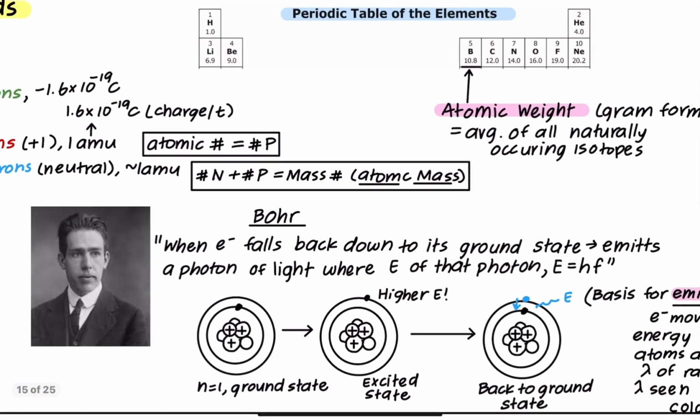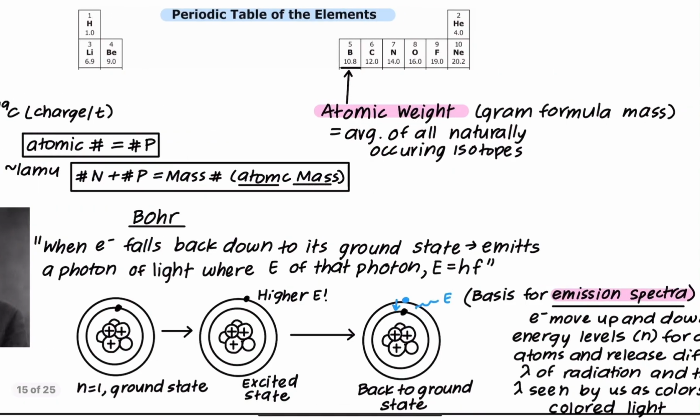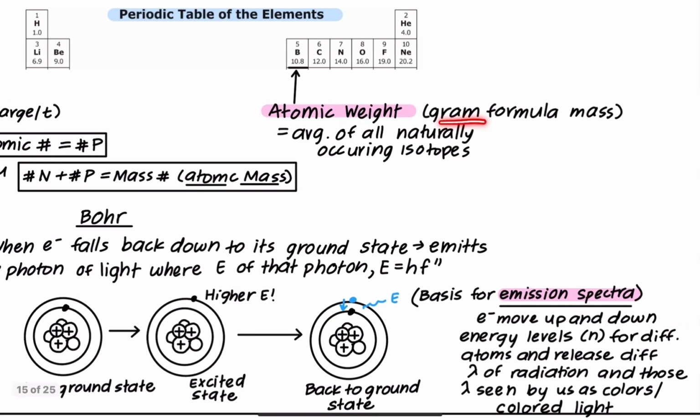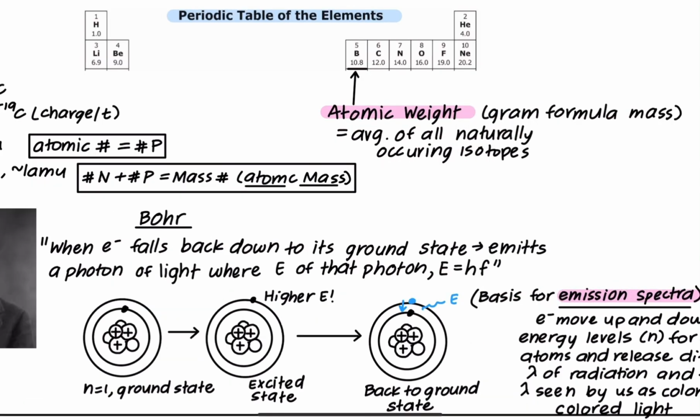The other thing I included in this section is atomic weight. As you know, atomic weight is the gram formula mass, the average of all of the naturally occurring isotopes of an element. It is different from atomic mass. Growing up, this idea always confused me, so I just put it here as well.